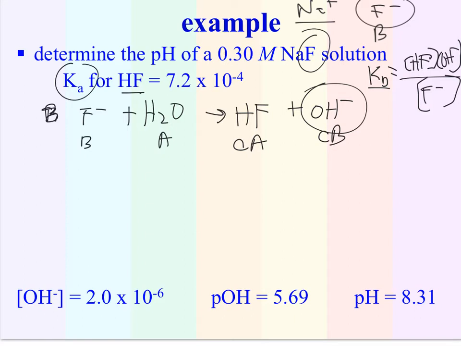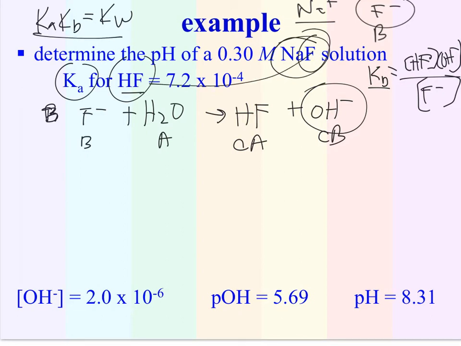Well, we know Ka, and we've previously talked about the fact that the relationship between Ka and Kb can be looked at when you're dealing with conjugate pairs. Since these two are related, we can use this relationship to figure out our Kb value. So Kb is going to be equal to Kw divided by Ka, which in this case gives us 1.38 times 10 to the negative 11th. So this is our Kb value.